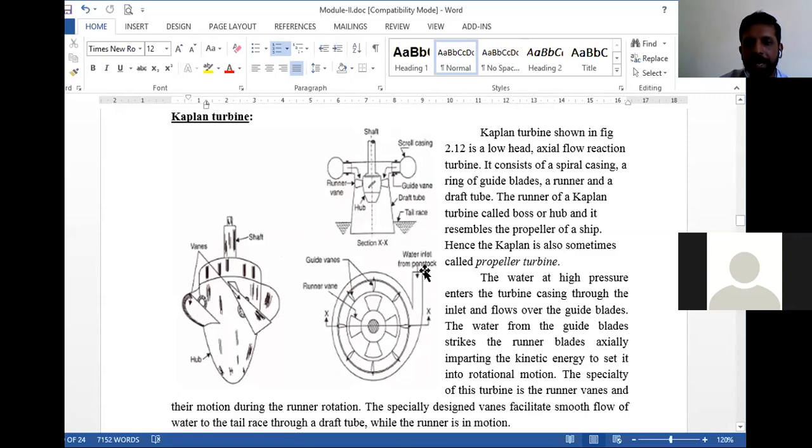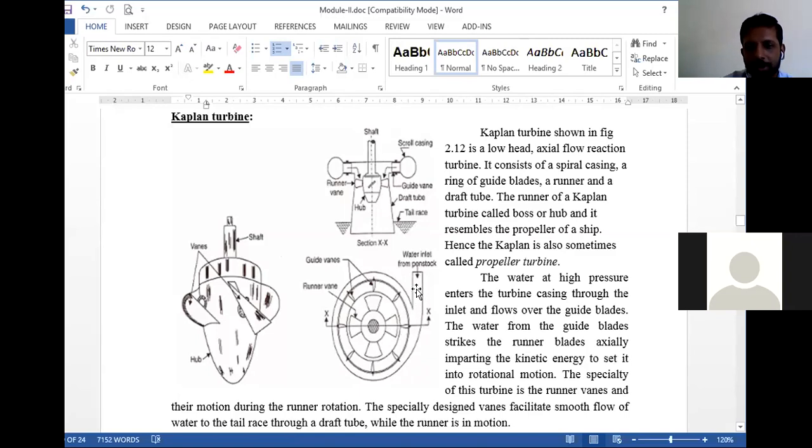high pressure and goes around this casing, that is, this tube region. Once it goes around this tube region, what happens? There are these guide blades which are placed in a circumferential manner. So this water is going to be drawn in as it passes over this spiral casing.